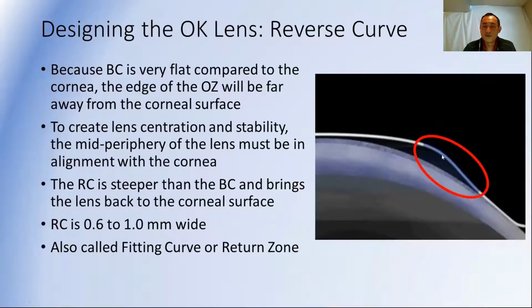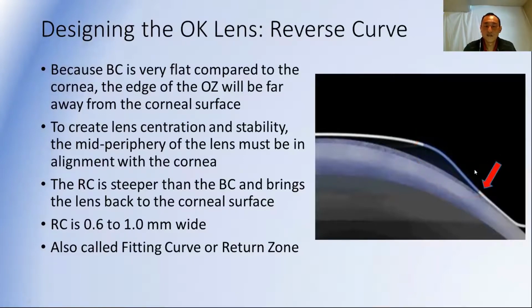That reverse curve can be a single curve, or it can be a sigmoid curve like in the Paragon design, but it's designed to bring that back surface back to the cornea, and it's going to create this area of clearance out here that you see in the fluorescein patterns. The reverse curve is generally 0.6 to 1 millimeter wide, and has different names depending on the design that you're using.